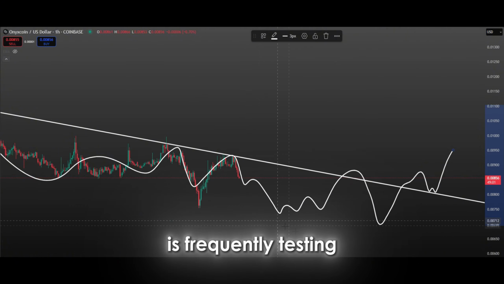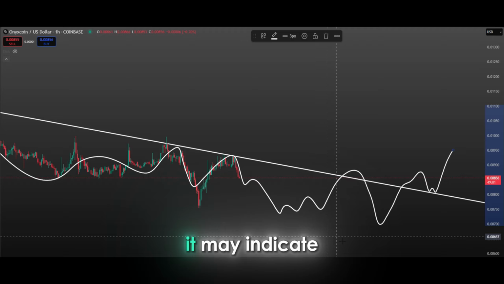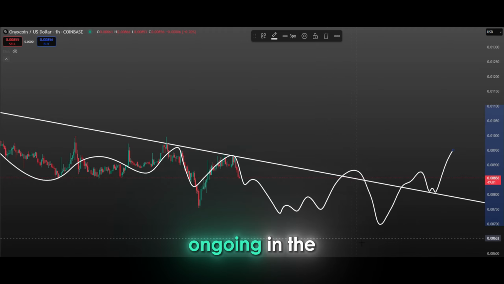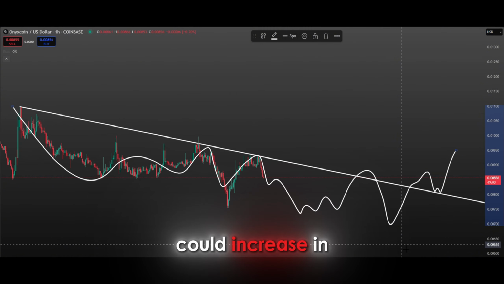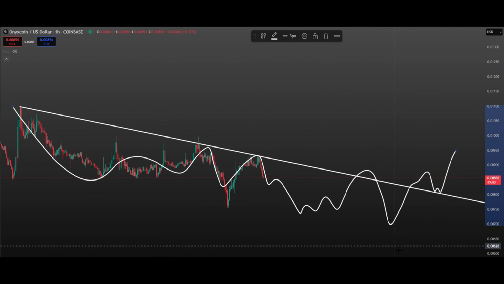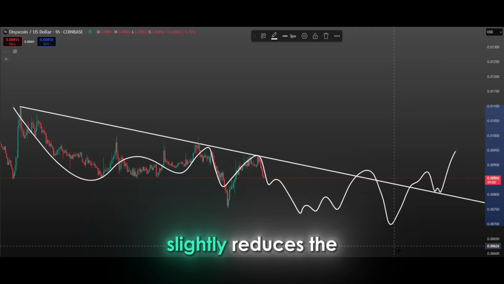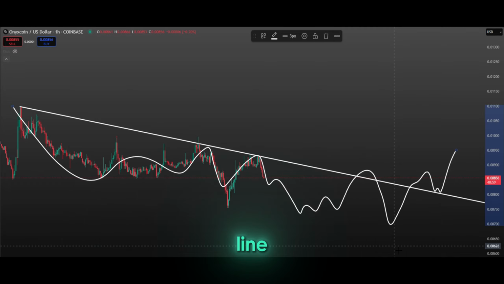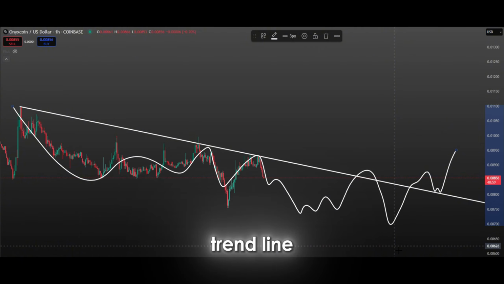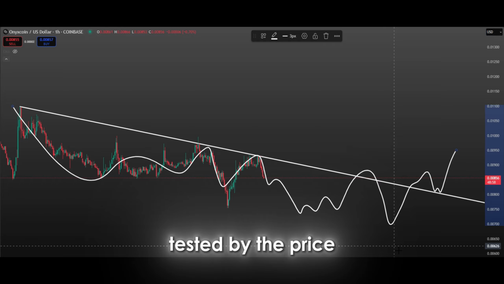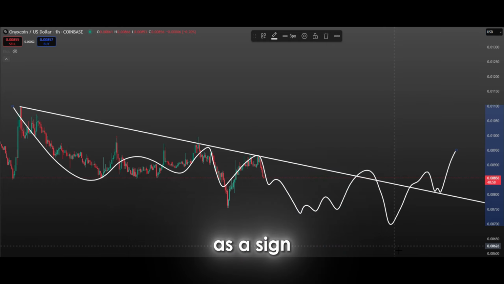Especially if the price is frequently testing this level, it may indicate that the downward pressure is still ongoing in the short term, but it also suggests that the likelihood of a breakout could increase in the longer term. Each new test slightly reduces the psychological impact of the trend line, which increases the chances of a potential breakout. Therefore, the fact that this descending trend line is being repeatedly tested by the price can be seen as a sign of preparation before a breakout.